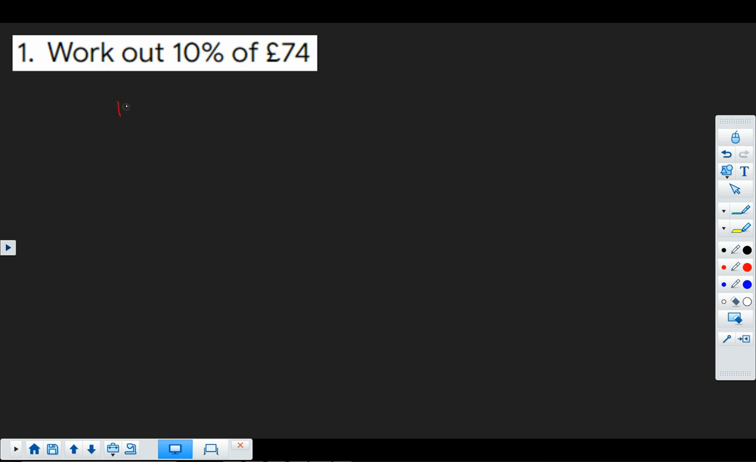Okay, one of our most important GCSE skills, 10% means 10 out of 100. We can simplify that to be 1 over 10. So what we're after here is 1/10, and that is the same as dividing by 10. So if I'm going to be dividing by 10, I'm going to be moving all my digits one place to the right. So my 7 goes here, and my 4 goes here. Decimal point stays the same.